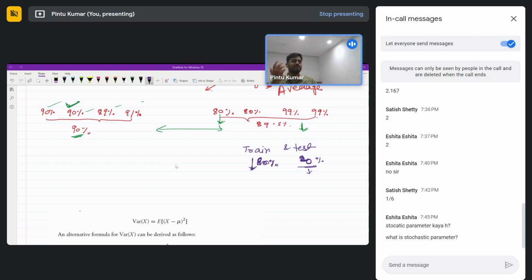Okay. So in many other parts also, whenever you are training a model, the situation can arise that when you are retraining that model, some values can change, right? Some parameter values can change. So that is what is known as stochastic parameters. Was I clear? Okay. Ishita, was I clear?